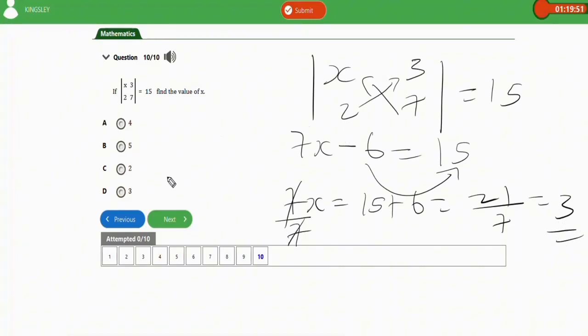This basically can deal with problems involving determinants of matrix, whether 2 by 2 matrix or 3 by 3 matrix for your JAMB Maths. Hope there's something interesting from this video. Let's call the video, guys.